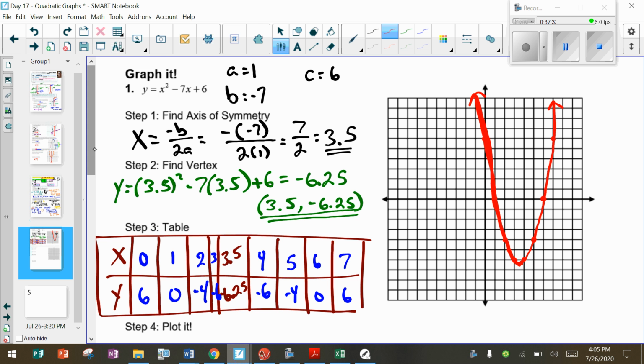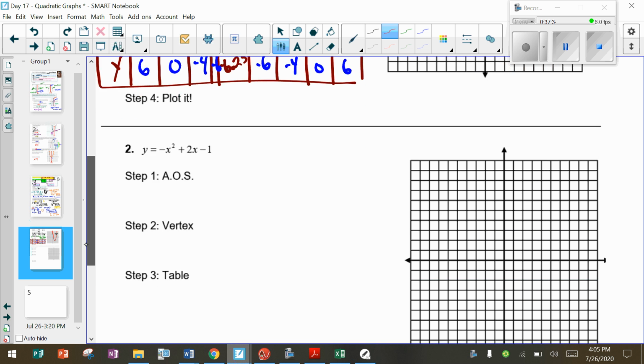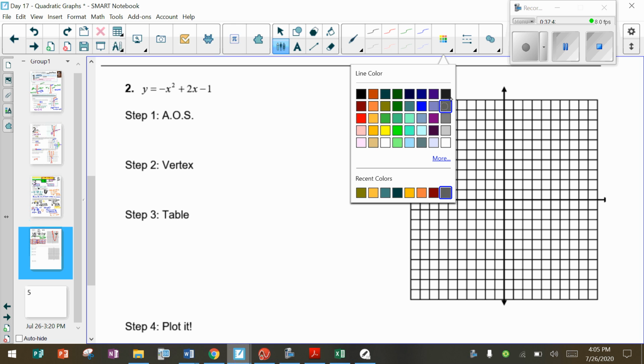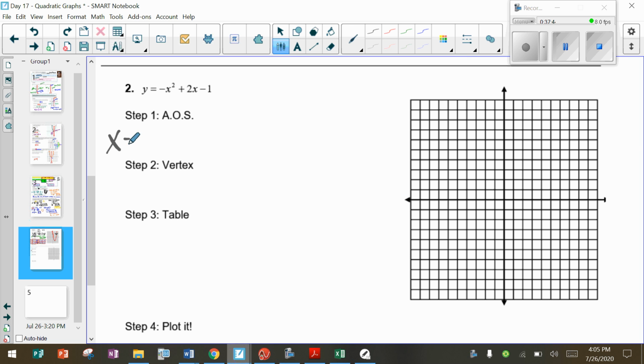So we're going to do one more graph. If you think you got it, then good. But it's always helpful to practice again. So we'll do one more. Axis of symmetry. Our axis of symmetry equation, x equals negative b over 2a. Our b value is positive 2. The a value is negative 1. So we end up with negative 2 divided by negative 2, which is positive 1. So x equals 1 is our axis of symmetry.